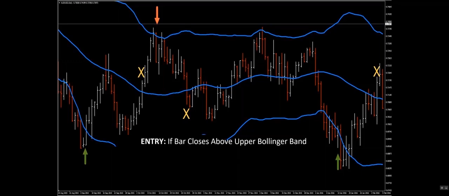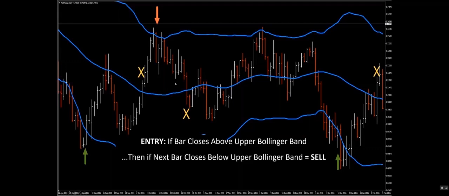For this system, I'll tell you what the entry is. We're just going to keep it very simple, so we're going to enter based on a few really basic conditions. The first condition is if the bar closes above the upper Bollinger Band. You can see here, we've got a bar close above the upper Bollinger Band. This is for a sell trade or a short. The next part of the condition is the next bar needs to close below the upper Bollinger Band. So we've got one bar closing outside the band.